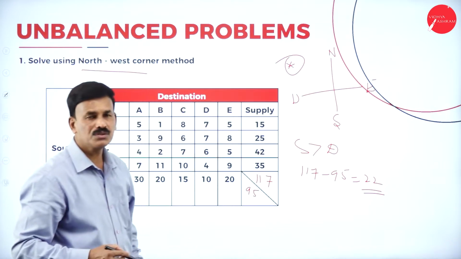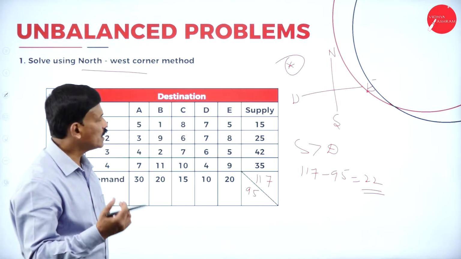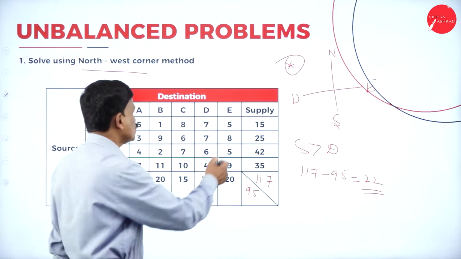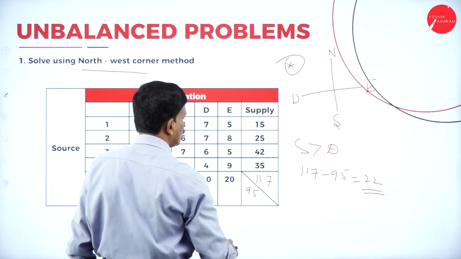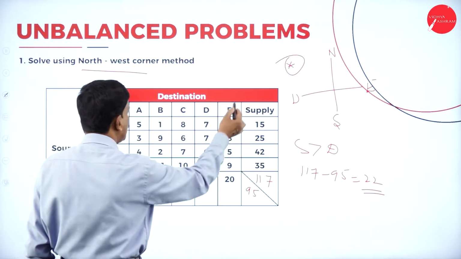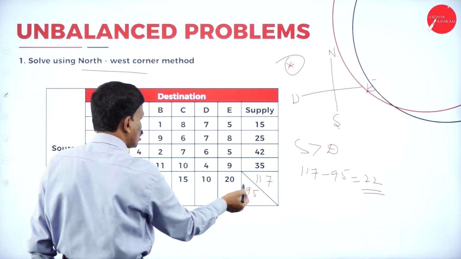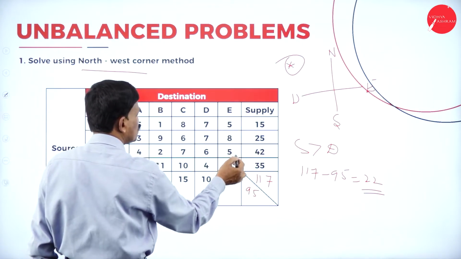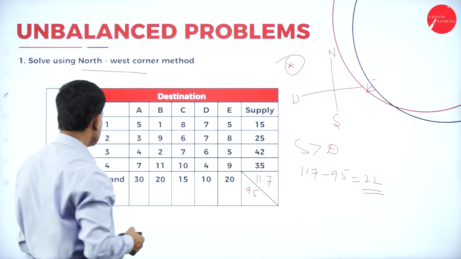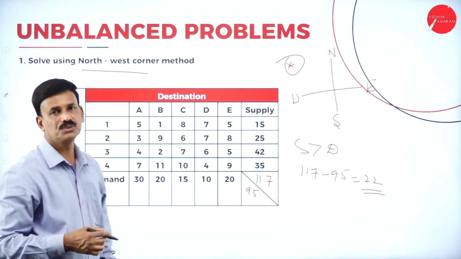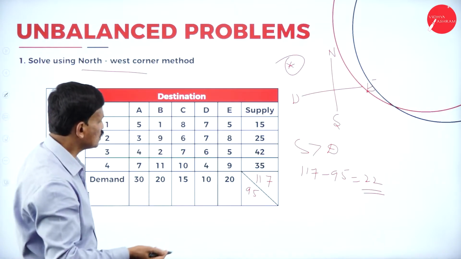So we are going to take 22 and add a dummy. Since the supply is greater than the demand, we are going to add one dummy column with 0, 0, 0 and the total demand equal to 22. That's it. Okay. Now let us come to the conversion part.